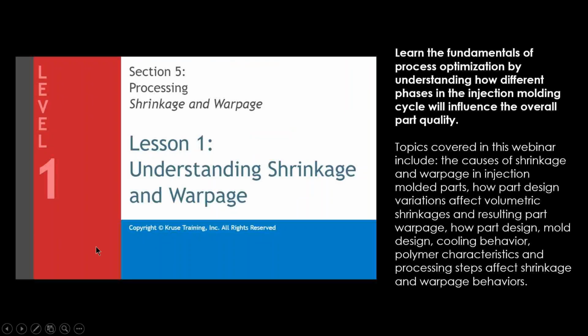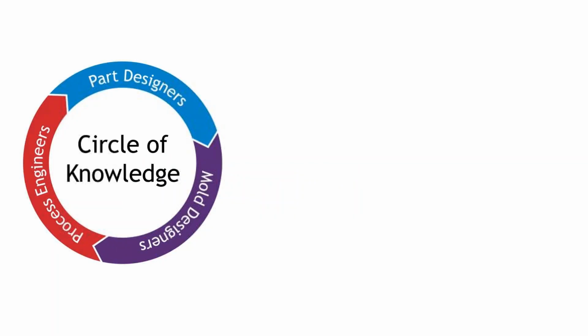Well, everybody, that was a quick review of a very, very simple part design that causes shrink and warp challenges. So as we've seen, there are many factors in injection molding that are responsible for the shrinkage behavior of a molded part. From the polymer, the part design, the mold design, the processing, the machine, everything has an impact on the shrinkage behavior of a molded part.